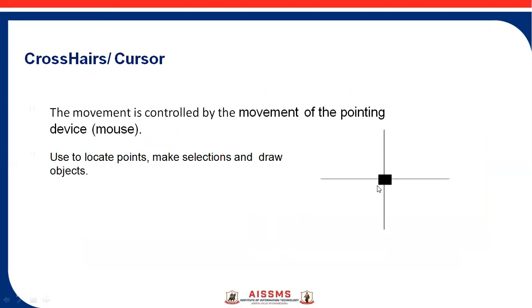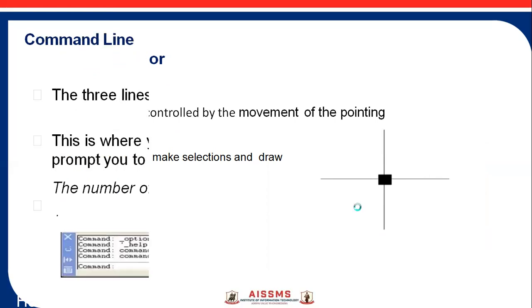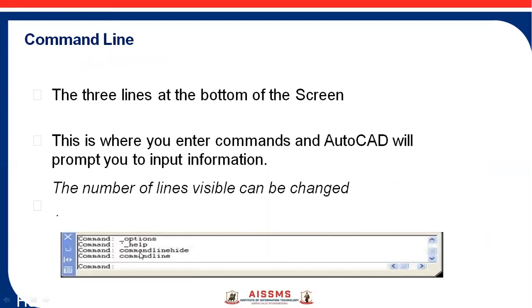You will find such an icon when you are using the actual AutoCAD, and it shows your cursor movement along the screen, where you move the point to draw the object. Then the command line: these are the three lines at the bottom of the screen, where you enter the commands and AutoCAD will prompt you to input the information.